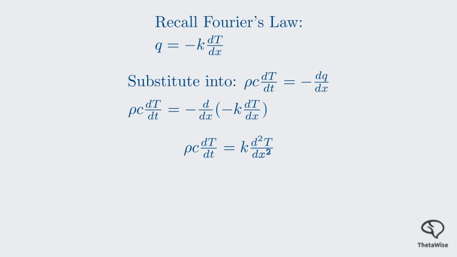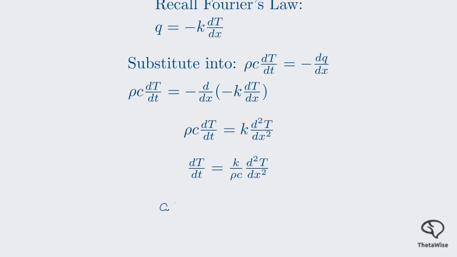This is the one-dimensional heat equation. Let's rearrange it slightly to a more standard form. We can divide by rho times C to get dT/dt equals K over rho C times the second derivative of T with respect to x. The term K over rho C is so common that it's given its own name. It's called the thermal diffusivity, and it's represented by the Greek letter alpha squared. It tells us how quickly temperature changes diffuse through a material. A high alpha squared means fast diffusion.